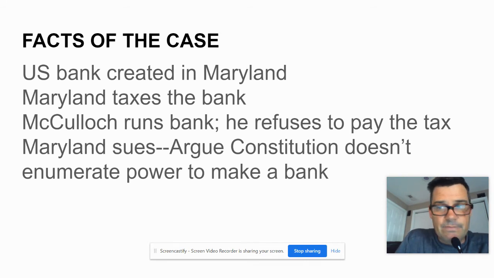Maryland sues. They argue that the Constitution does not enumerate the power to make a bank. So there's the key right there. They argue that the Constitution doesn't enumerate the power to make a bank. Therefore, Congress can't make a bank. The state court says yes. We'll see what the Supreme Court says in a moment. All right, good. Pause it if you need to, but we're moving on to the next thing.